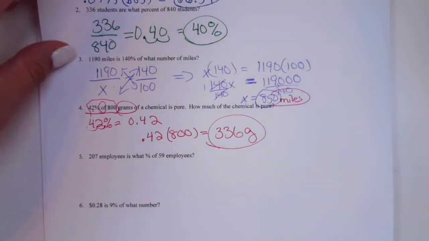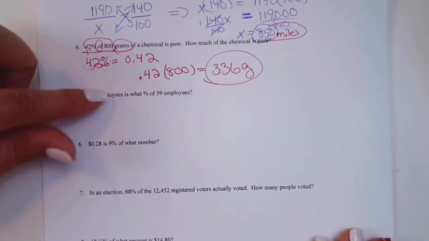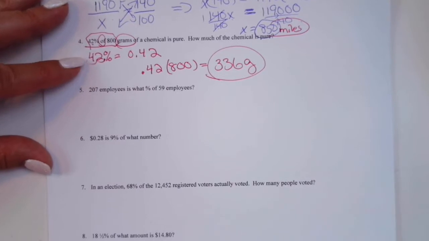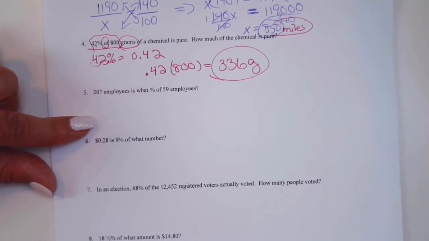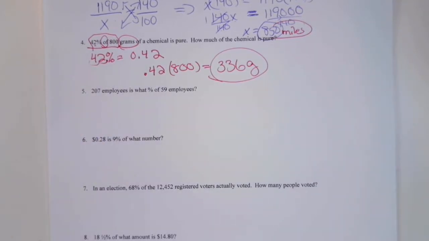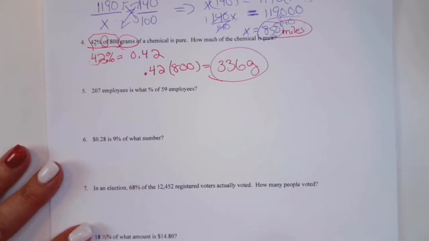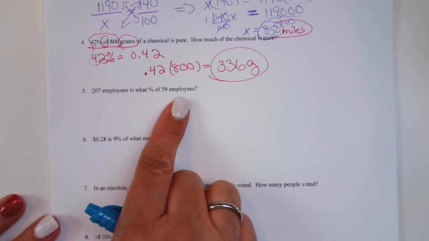Okay, next one. And at any point, I recommend to pause the video, try this problem on your own, and then continue to see if you got it right or not. But yeah, keep pausing the video and trying these on your own, especially now that we've gone over a couple of examples already. So number 5 here, we have 207 employees is what percentage of 59 employees?